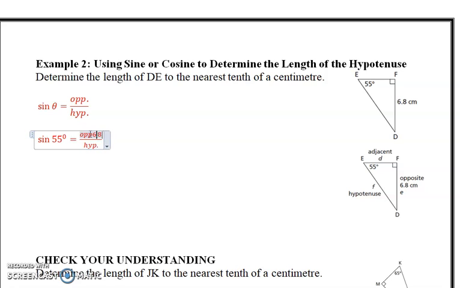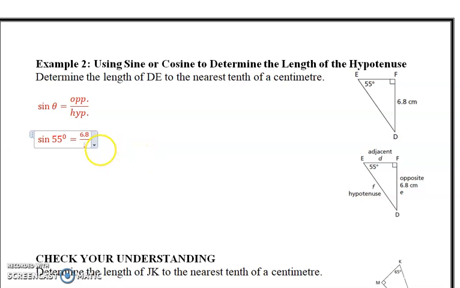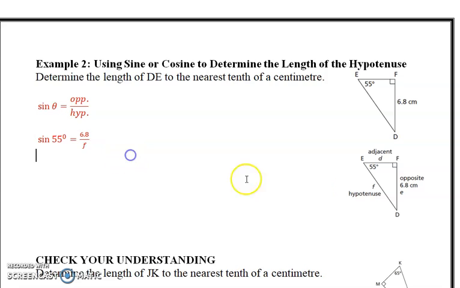6.8. And the hypotenuse is what we're looking for, and we're going to call that lower f. Instead of calling it DE or ED, we just call it lower f because it's opposite of the upper F. And it's fine, it's either way.